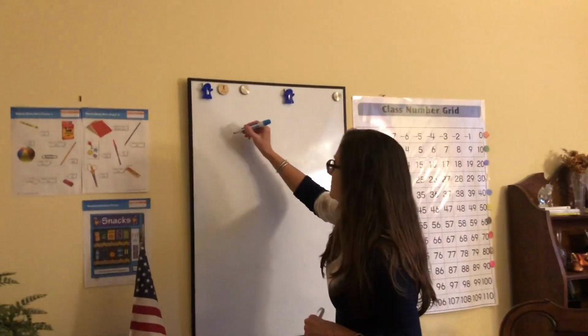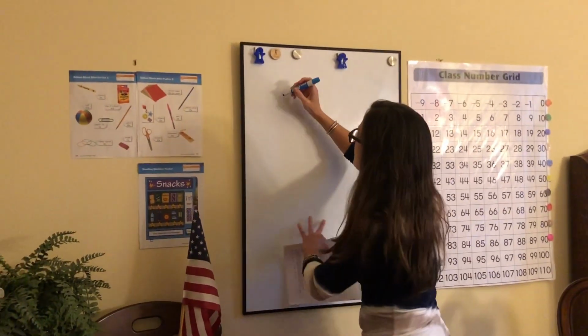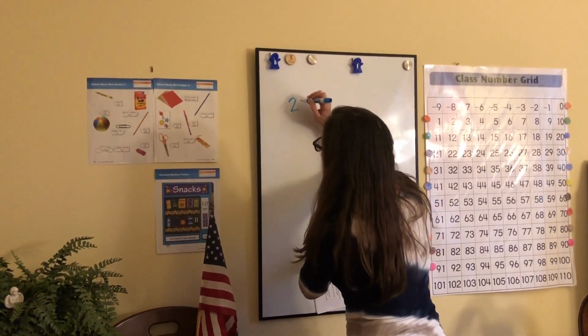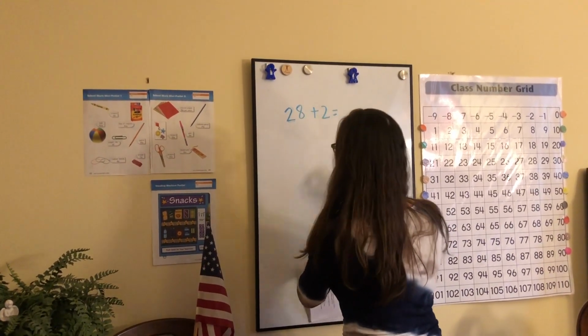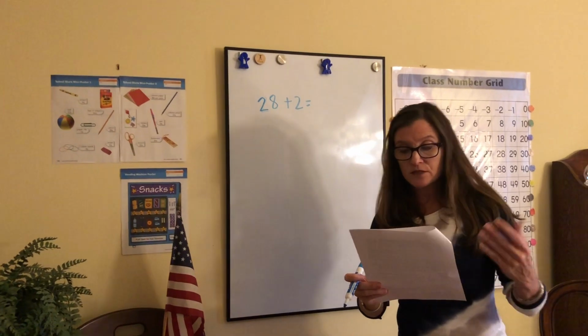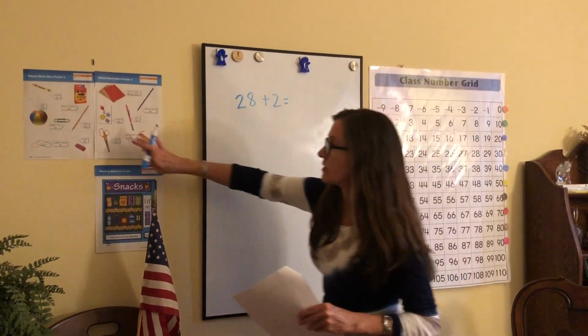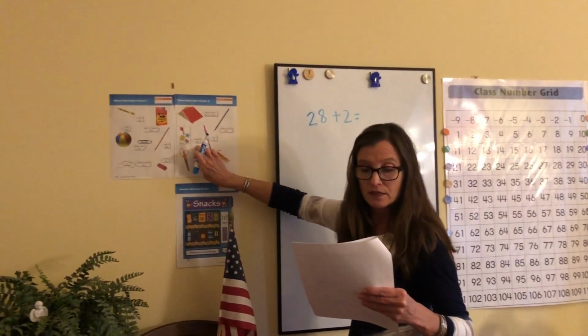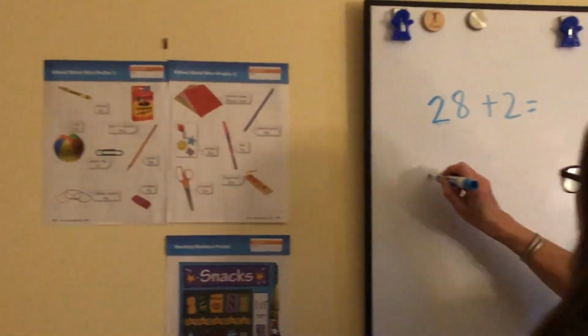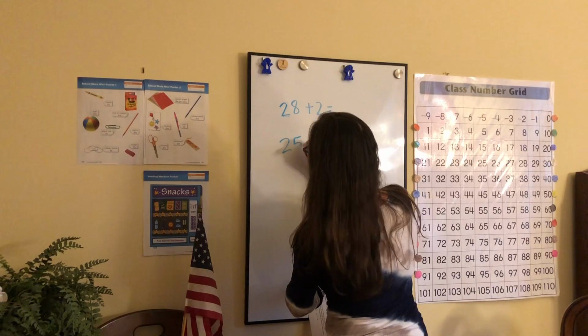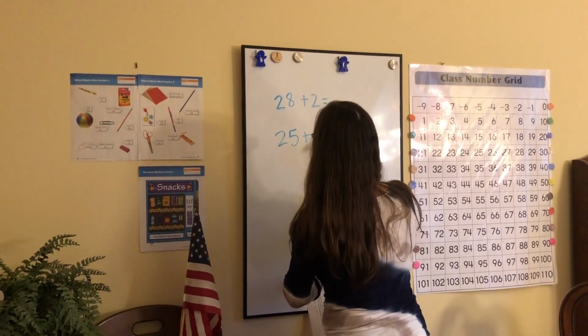So he bought a pencil for 28 cents and a paper clip for 2 cents. And then he has a friend named Pam who wanted some stickers, 25 cents, and a crayon for 6 cents. So we're going to put this down here. The stickers are 25 cents. The crayon is 6 cents.